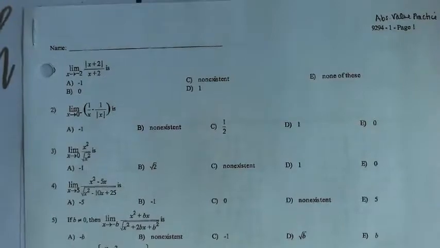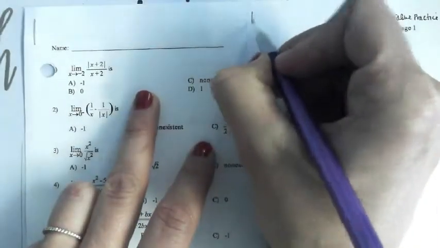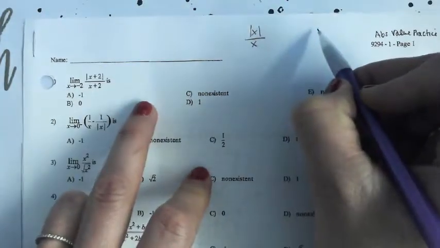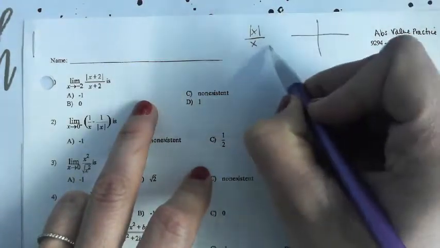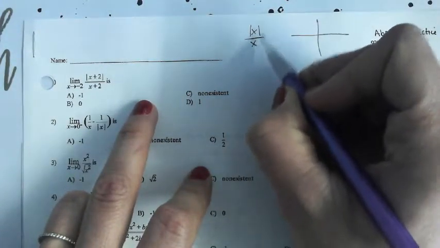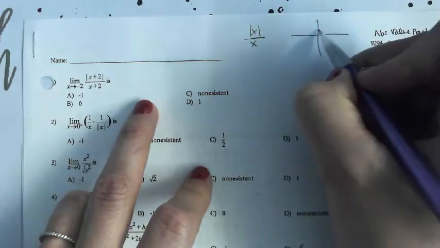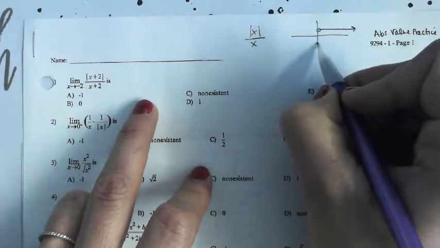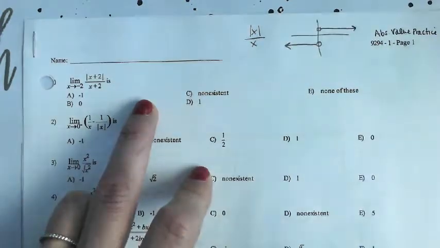First example is a basic jump function. So just for the sake of remembering the situation, the absolute value of x over x, that function has a jump at 0 because it's definitely undefined at 0. And on one side it'll be positive 1, and on the other side it will be negative 1.